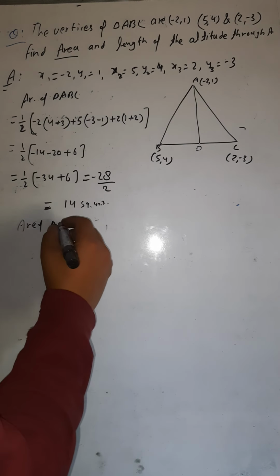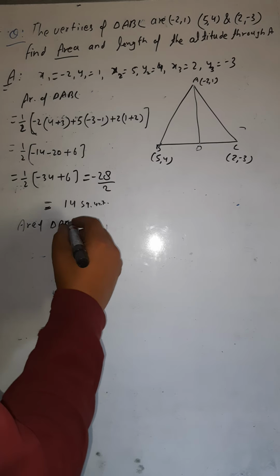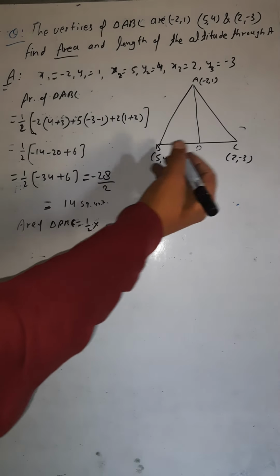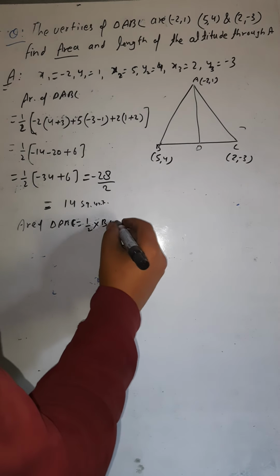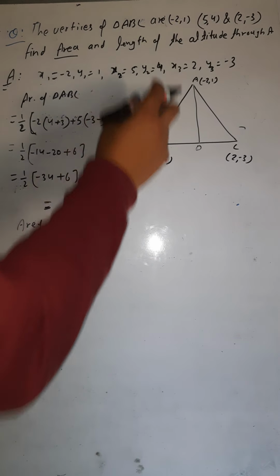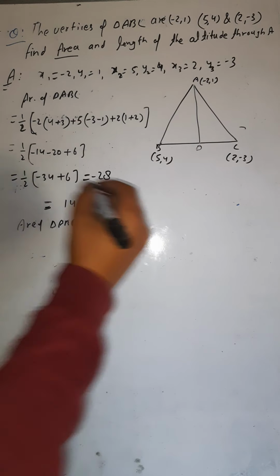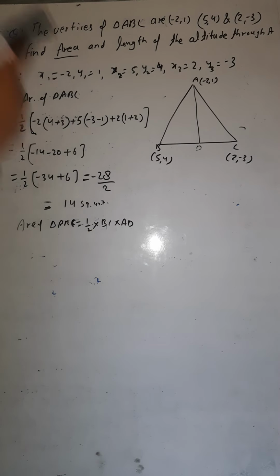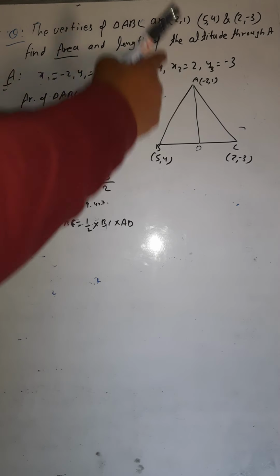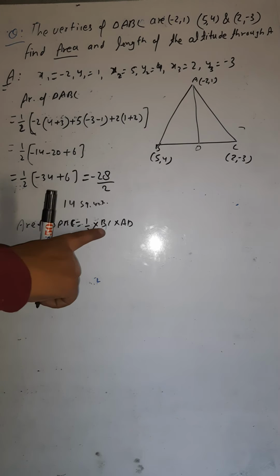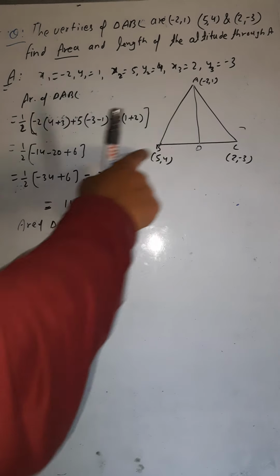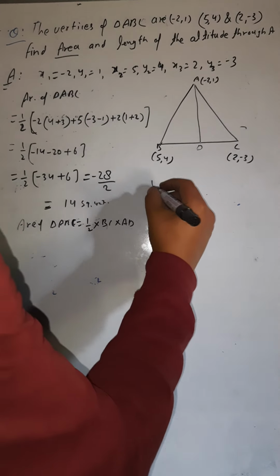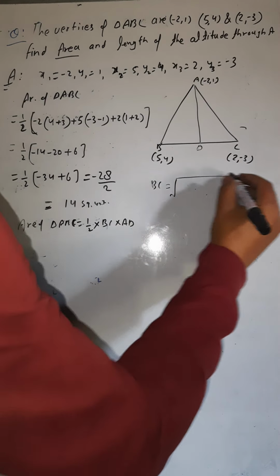Area of triangle ABC would be how much? 1 by 2 into base, which is BC, into height, which is the altitude, that is AD. Area we have. So let's find out BC. We can find out from here AD, means the altitude, we have to find there. So let's find out the BC distance first. So using the distance formula we can find out BC also. So how to find out BC? This distance formula you must be knowing.